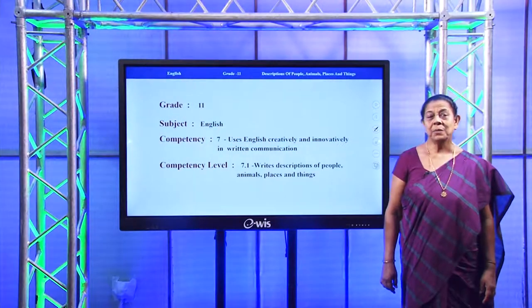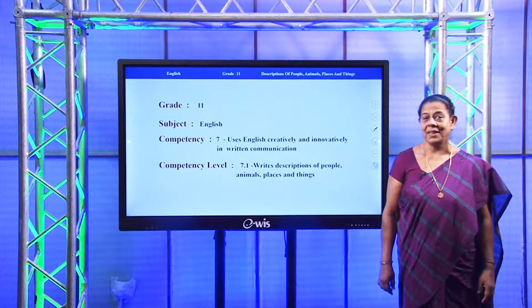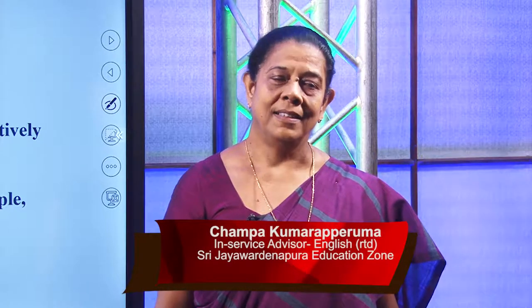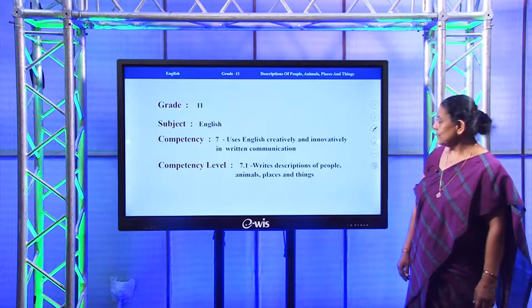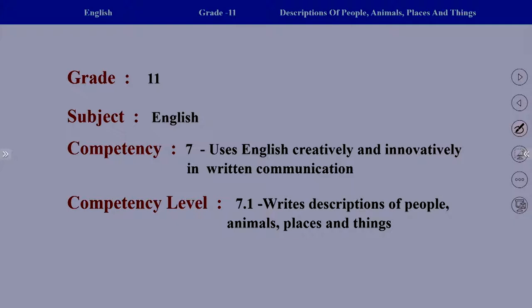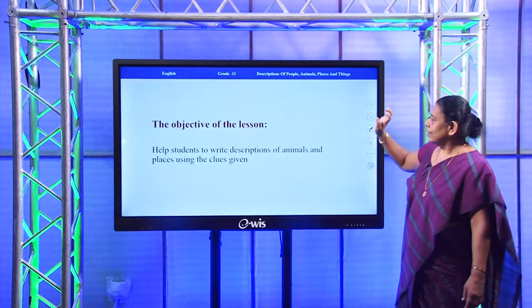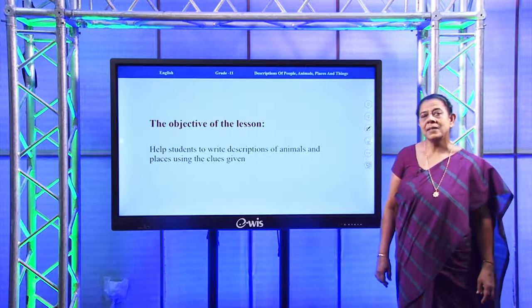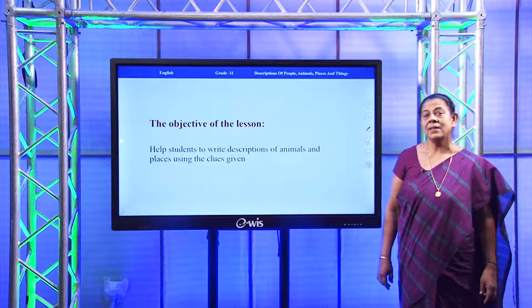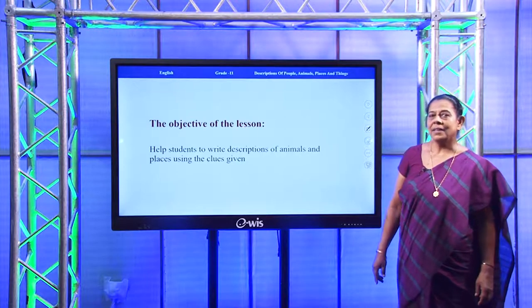Children, I hope you all are waiting for the English lesson today. The lesson is based on writing. Writing what? Writing descriptions of people, animals, places and things. I'll read you the objective of the lesson. Help students to write descriptions of animals and places using the clues given. Today you have to write descriptions of animals and places only. Right. Now look at the first activity.